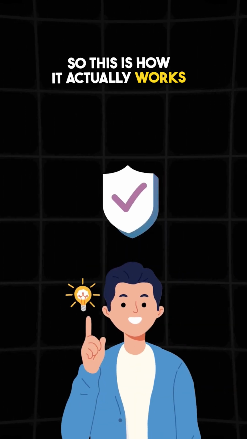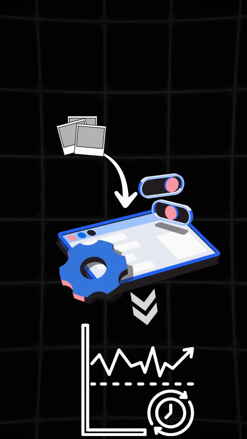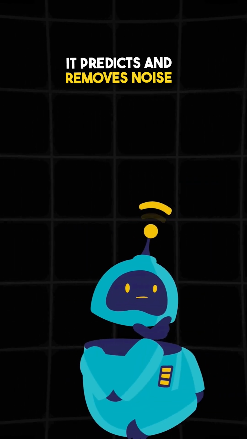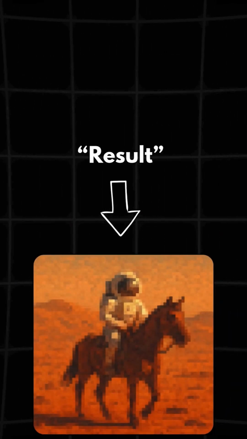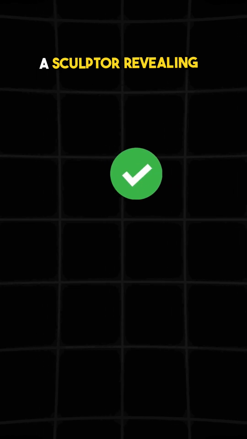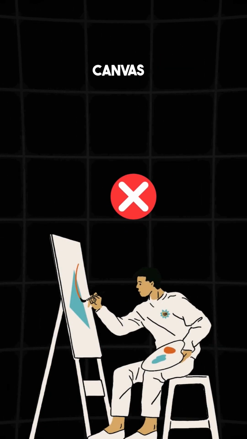So this is how it actually works. The model has been trained on billions of images to recognize patterns. And then in each step, it predicts and removes noise, gradually bringing your desired image into focus. The whole process works just like a sculptor revealing a statue from a block of rock, instead of a painter painting on a canvas.